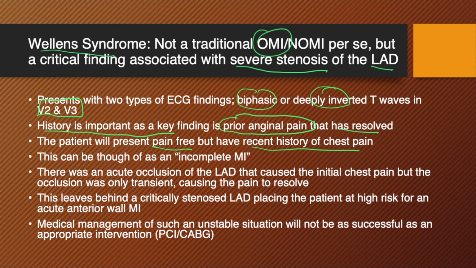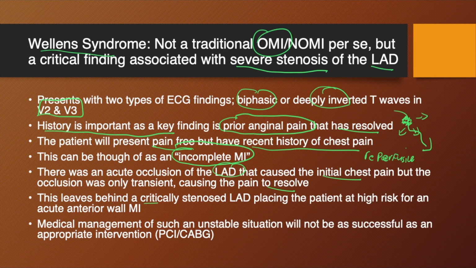Think of Wellen syndrome as an incomplete MI. So essentially what happened here was you had a plaque rupture, a clot formed, but then the clot dissolved or broke up enough to where you're now getting blood flow through that area and you have reperfusion. So it's an incomplete MI, all right? So there was an acute occlusion in the LAD that caused initial chest pain, but it was only transient and the pain resolved.